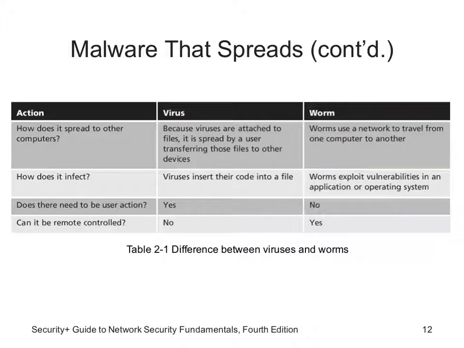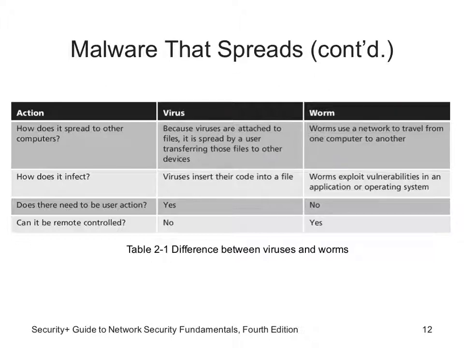So this screen talks about some of the actions of malware, viruses, and worms. So action: how does it spread to other computers? How does it infect? Does there need to be user interaction? And can it be remote controlled? So on the action, how does it spread? Viruses are attached to files that spread by users transferring those files to other devices. Worms are used on the network to travel from computer to computer without user interaction.